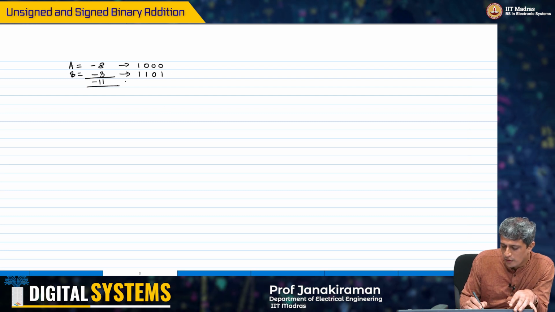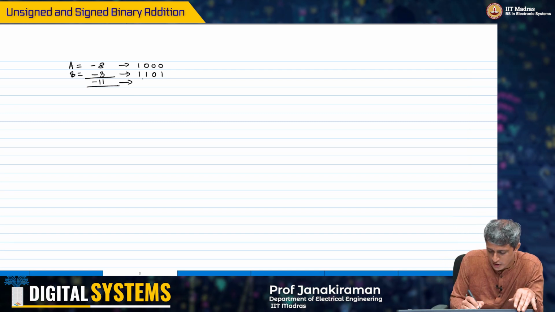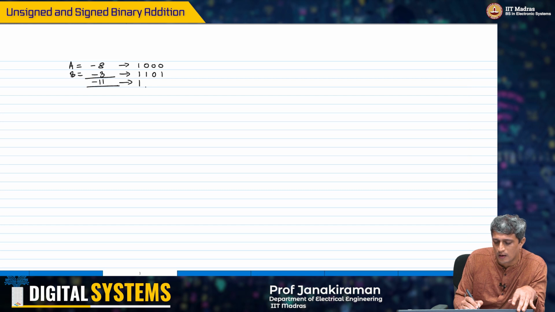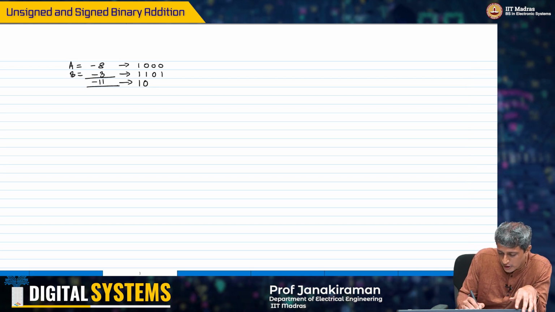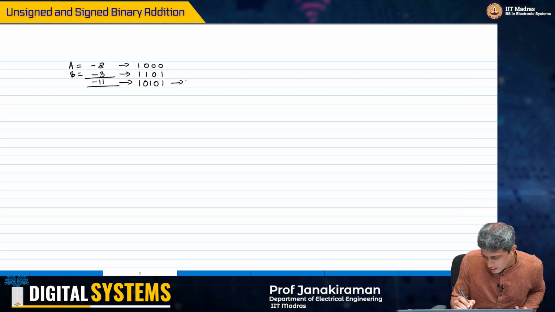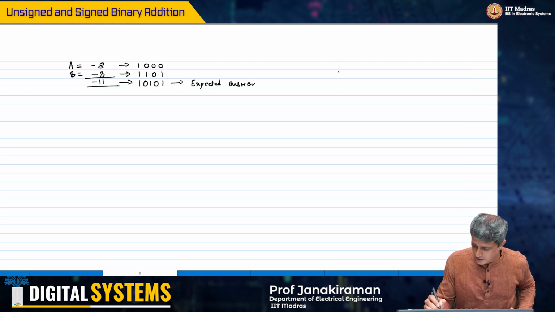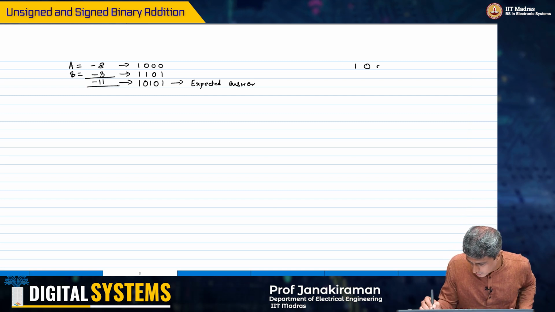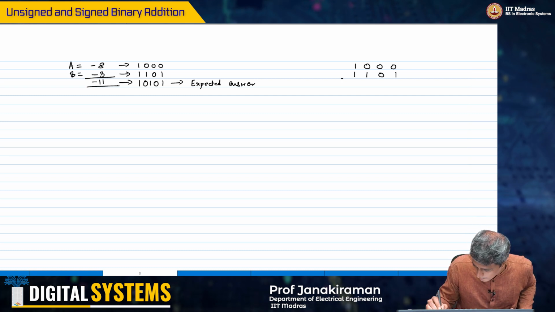Okay, and we want the answer to be -11. So this is -16 plus 5, right? So 1 0 1 0 1 in five bits. This should be the answer. Okay, this is the expected answer. So let's see if we get that. 1 0 0 0 and 1 1 0 1.